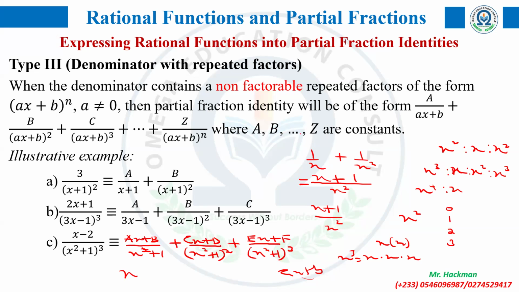That's exactly what I've stated here, where A, B, you use capital letters for the letters that you will introduce. Because your repeated factor is quadratic, the numerators, each of them will be linear. So linear As plus B, linear Cs plus D, linear Es plus F.